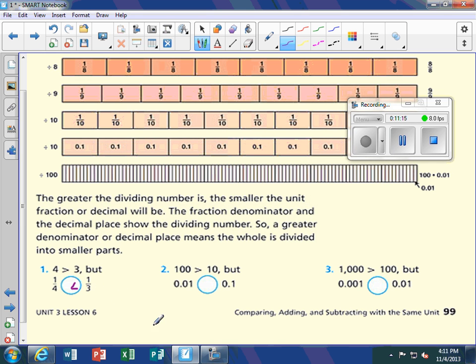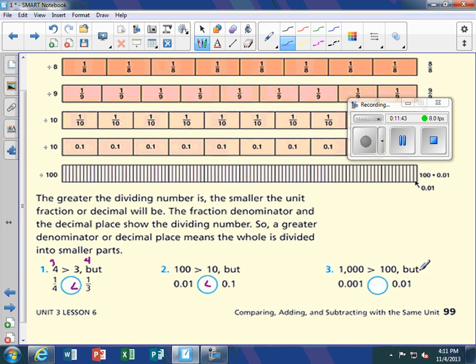Now here's another way that I like to solve these problems. It's called cross multiplication. Take the numerator of this fraction with the denominator of that fraction, 1 times 3, multiply them, and 4 times 1, multiplying, and now you can see that 4 is greater than 3. 100 is greater than 10, but 0.01 is less than 0.1. Why? This is in the 10th place, and it's that much closer to getting to 1 whole.